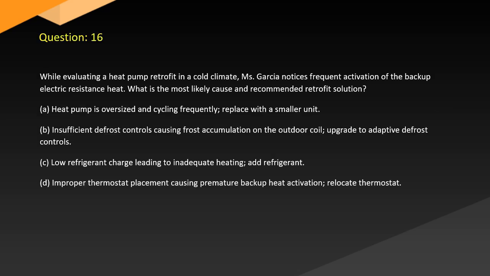Question 16. While evaluating a heat pump retrofit in a cold climate, Garcia notices frequent activation of the backup electric resistance heat. What is the most likely cause and recommended retrofit solution? A. Heat pump is oversized and cycling frequently. Replace with a smaller unit. B. Insufficient defrost controls causing frost accumulation on the outdoor coil. Upgrade to adaptive defrost controls. C. Low refrigerant charge leading to inadequate heating. Add refrigerant. D. Improper thermostat placement causing premature backup heat activation. Relocate thermostat.